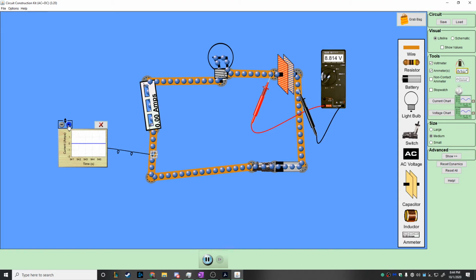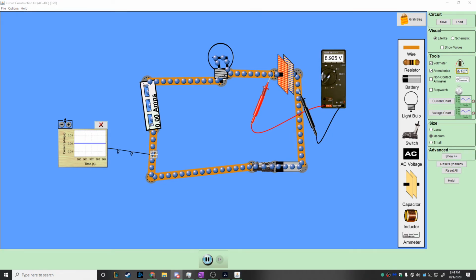What do I want to do? I want to zoom. Yeah, plus. There we go. Here's our current. You can't really see it. It's still really close to 0, because this is almost maximum. Once it's fully charged, the current's going to stop flowing.